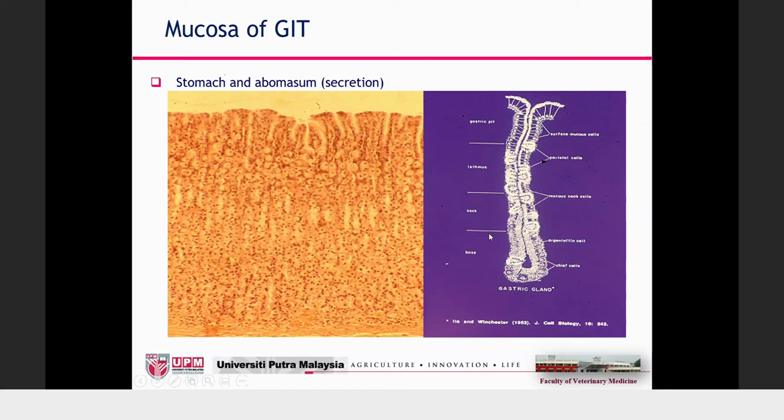So there must be a balance between the parietal cell secretion and the mucus secreting secretion to avoid auto digestion or autolysis, that is, damage to the epithelial lining of the stomach. So this needs to be balanced because the role of the stomach, as mentioned, is more on secretion.